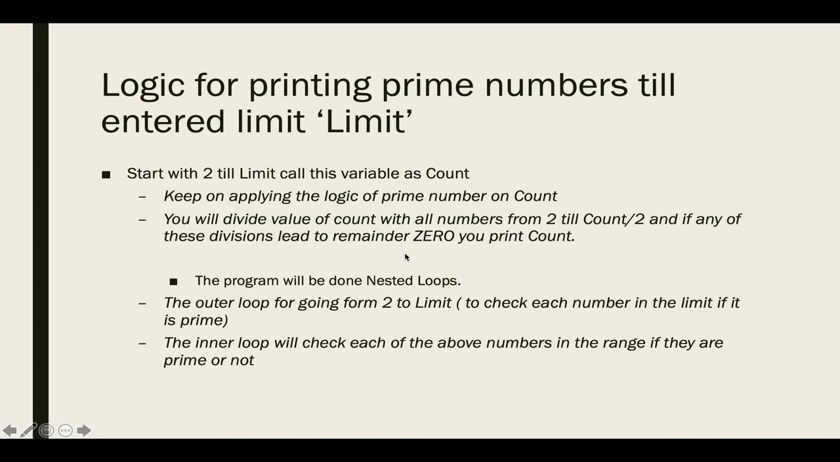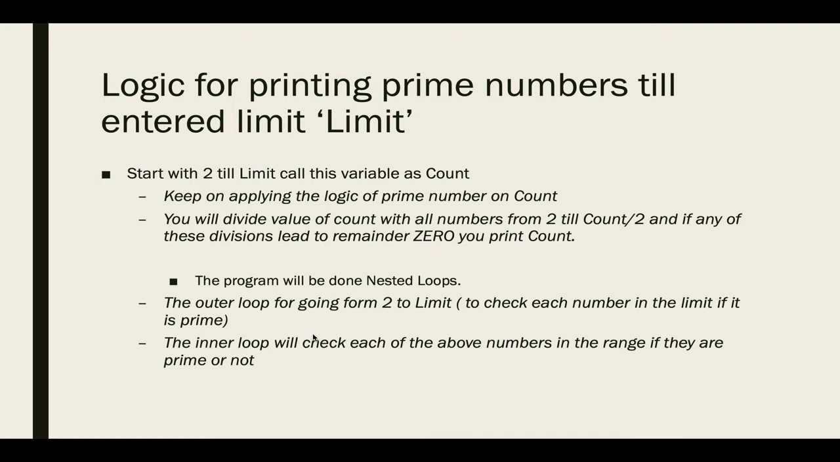We will require to use nested loops. The outer loop will go from 2 till limit. Why are we leaving 1? Because 1 is neither prime nor composite. So we are going from 2 till limit to check each number in the limit if it is prime. And in the inner loop, we are going to check each of these numbers from 2 till limit, whether they are prime or not. And according to our problem, we are going to print the numbers which are prime.